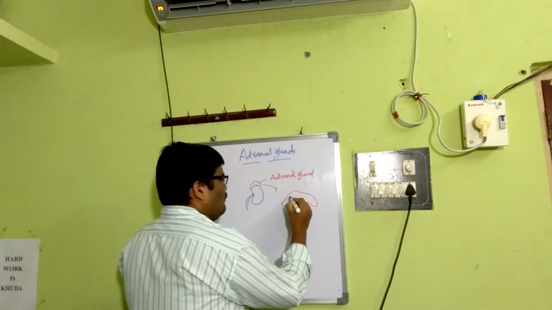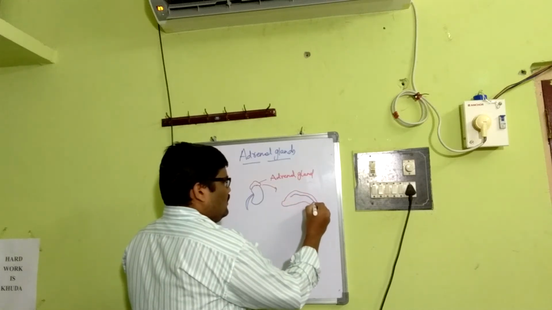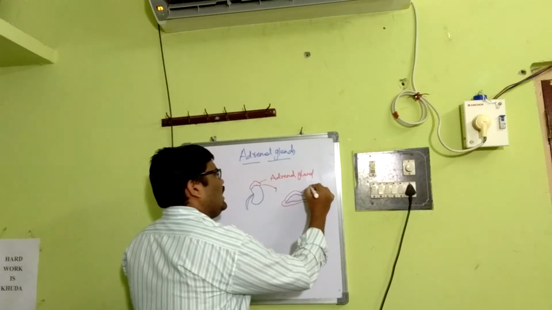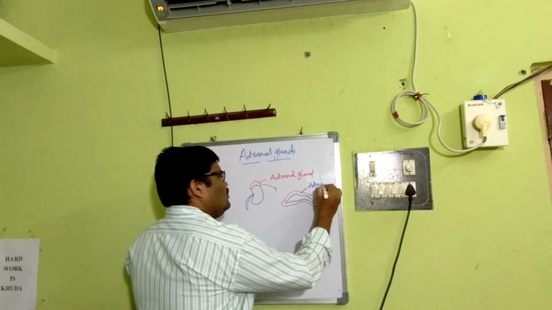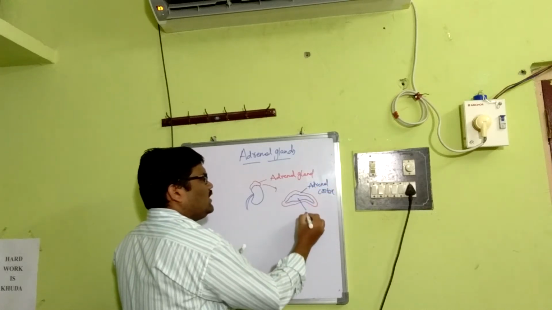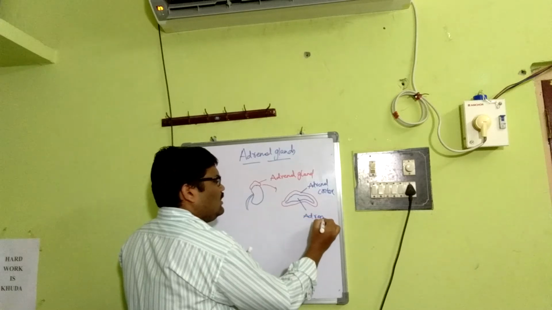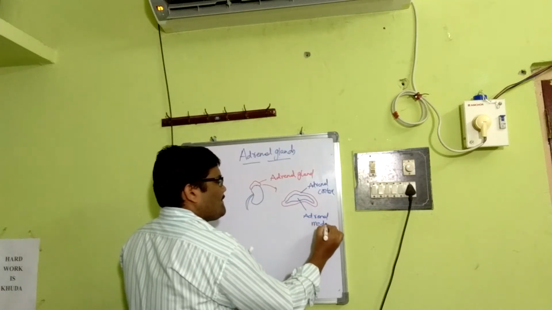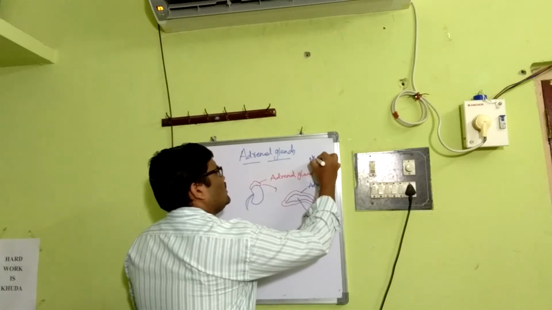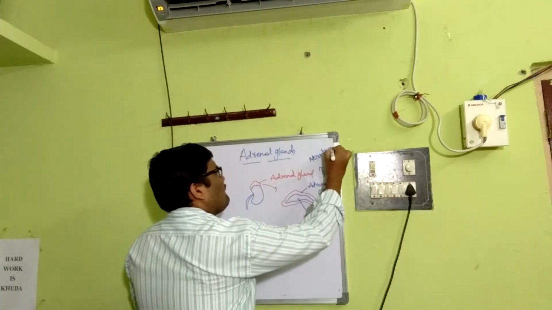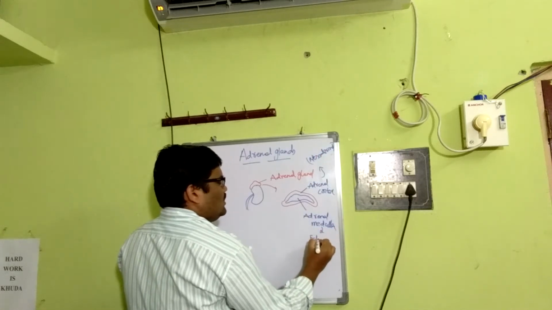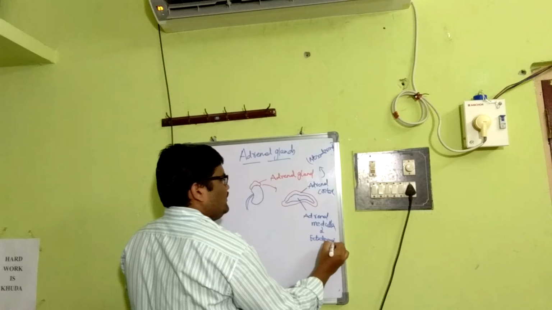Then the outer peripheral tissue is called the adrenal cortex. The centrally located tissue is the adrenal medulla. The adrenal cortex is of mesodermal origin, whereas the adrenal medulla is of ectodermal origin.